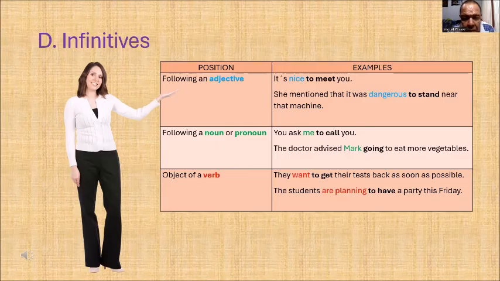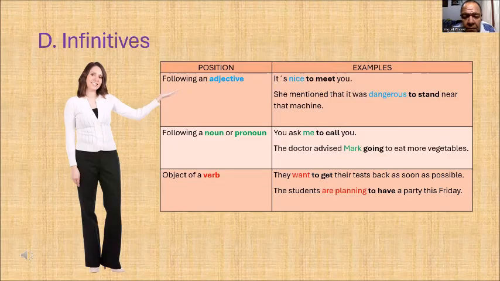Now let's look at the position of the infinitive in a sentence. Let's start with infinitives following an adjective. Infinitives are common after an adjective, though it is sometimes possible to use a gerund in this position. It is more common to use an infinitive. For example, it is nice to meet you. She mentioned that it was dangerous to stand near that machine.